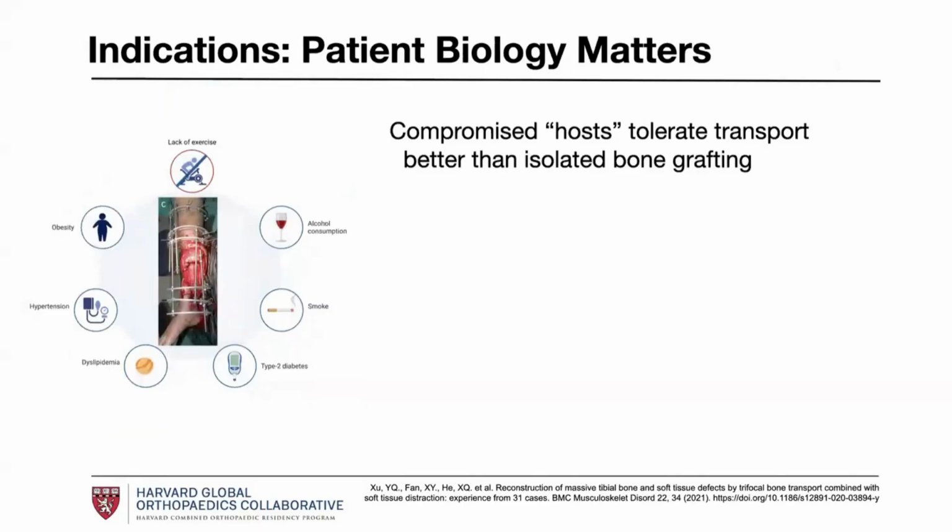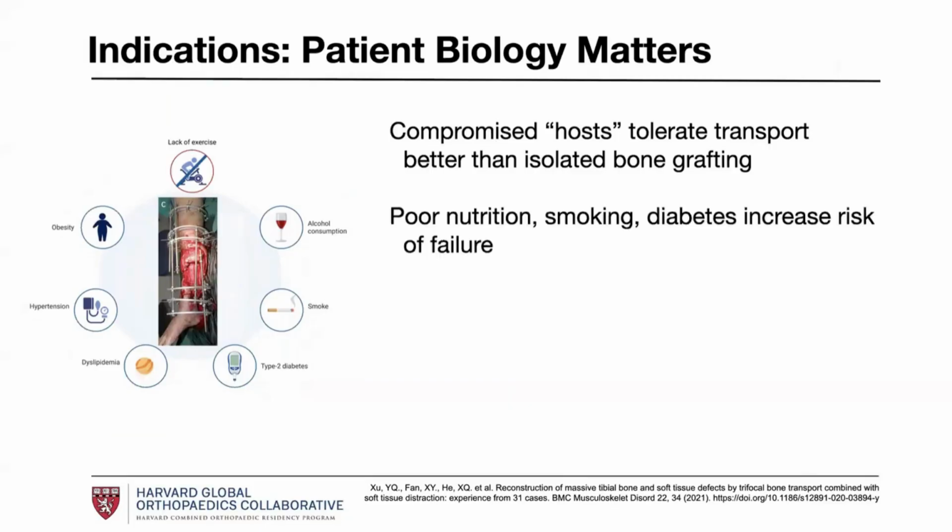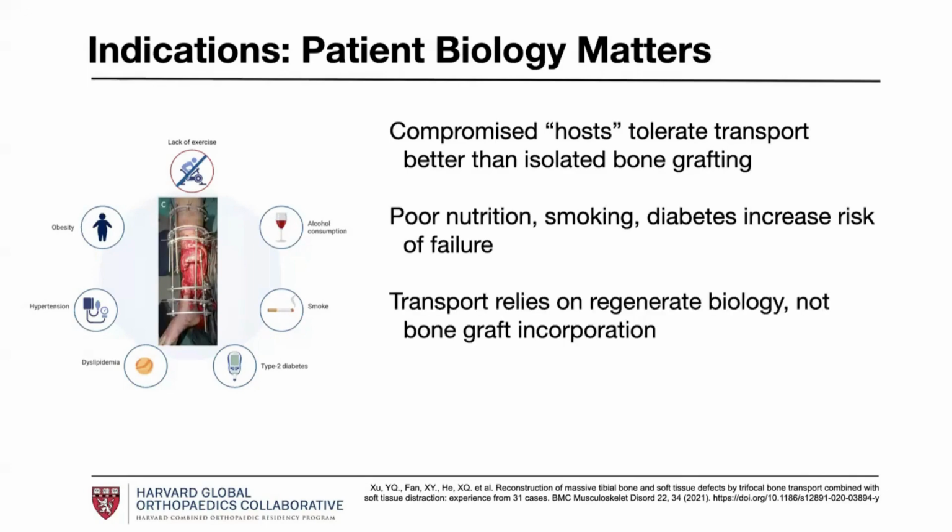Patient biology is very important. Compromised hosts, as it's often referred to in the literature, tend to do better with bone transport over isolated bone grafting. Poor nutrition, smoking, diabetes, other medical comorbidities do increase the risk of failure and should be discussed and addressed. But because transport relies on distraction osteogenesis and the regenerative biology, not the incorporation of graft, it increases the likelihood of success.